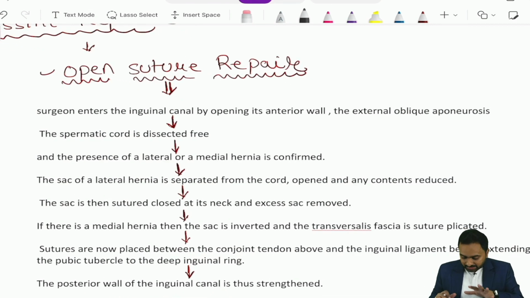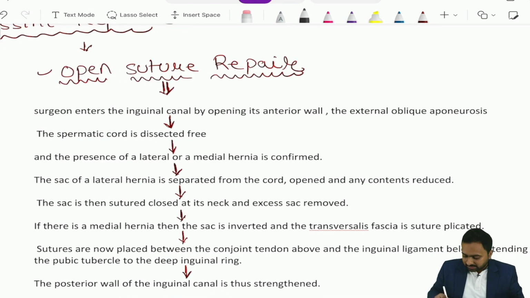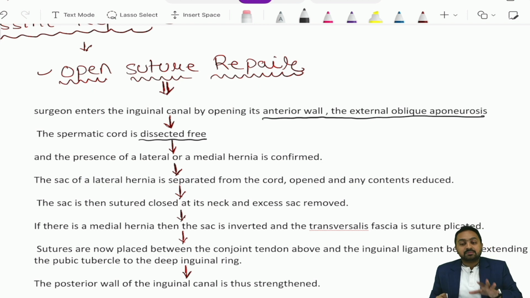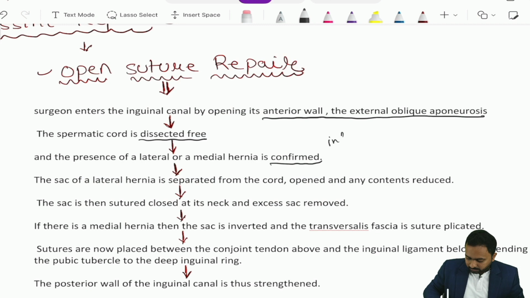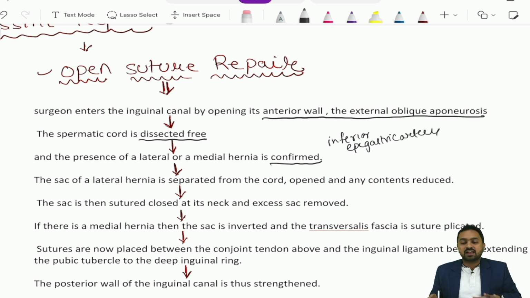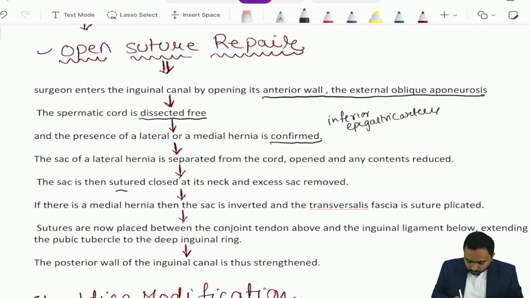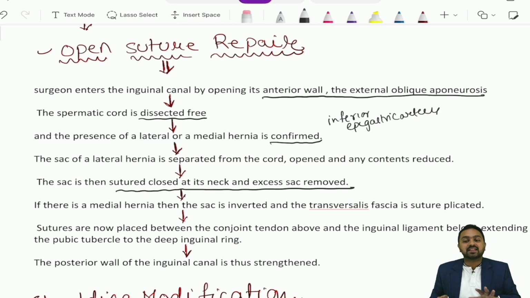Now, the surgeon enters the inguinal canal by opening its anterior wall, the external oblique aponeurosis. Now, the spermatic cord is dissected free, and the presence of a lateral or a medial hernia is confirmed. How do you confirm it? You will confirm it with the location of your inferior epigastric artery. Now, then the sac of a lateral hernia is separated from the cord and opened, and if there are any contents, it is reduced. Then the sac is sutured and closed at its neck, and excess sac is removed.